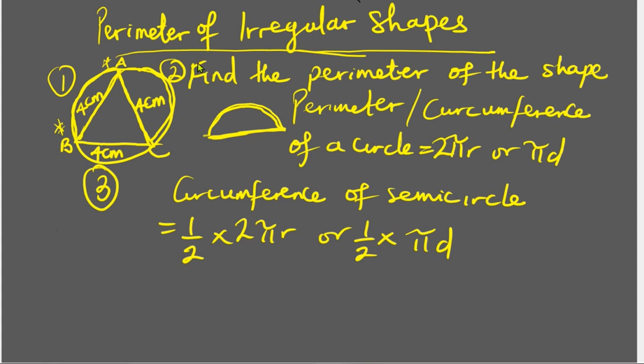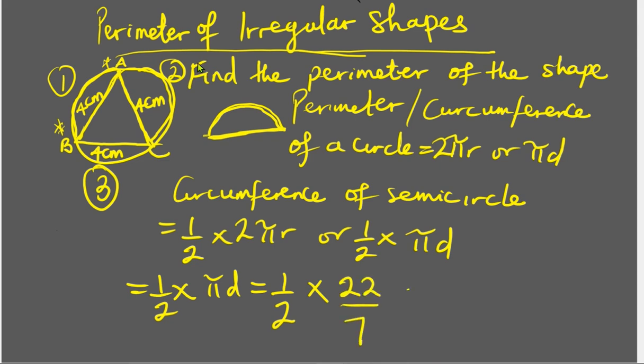Okay. So now the formula for a semicircle is half times 2 pi r, or half times pi d when you're being given the diameter. Since we have the diameter and not the radius, we'll be using half times pi times diameter. So that will be equal to half times pi, and pi means 22 over 7, times d. D means diameter, and the diameter here is 4 centimeters. So now we are to simplify the fraction.